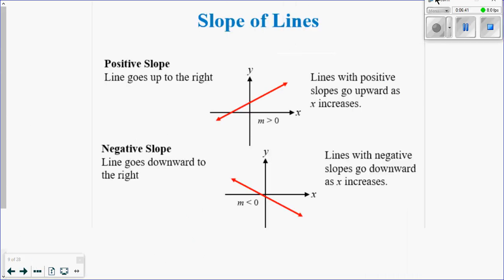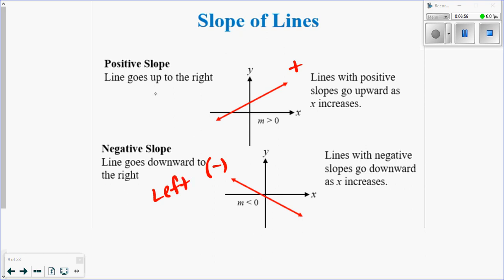All right, move this back. So here are your choices. Slopes are either positive or negative. If it points to the right, it is positive, and if it points to the left, it is negative. They're talking about the upper portion pointing to the right or the left. Lines with positive slopes go upward, and lines with negative slope go downward.